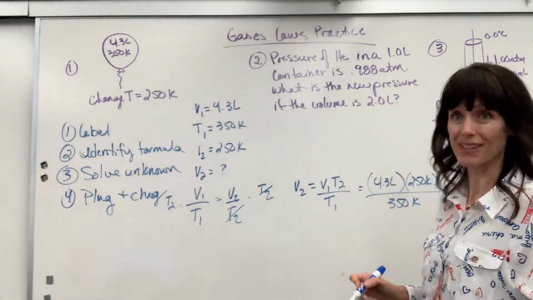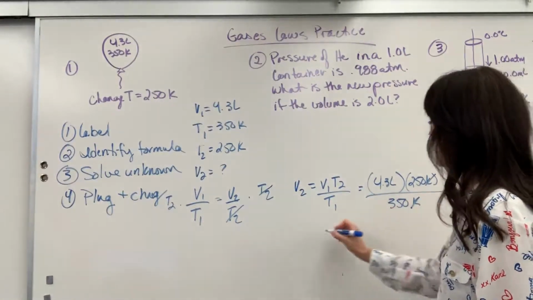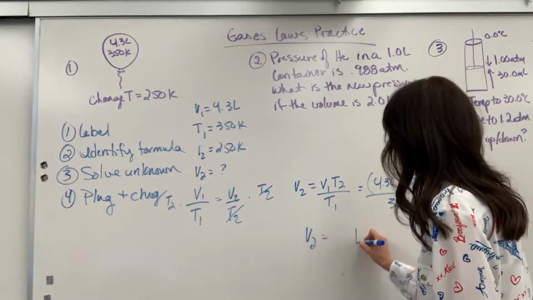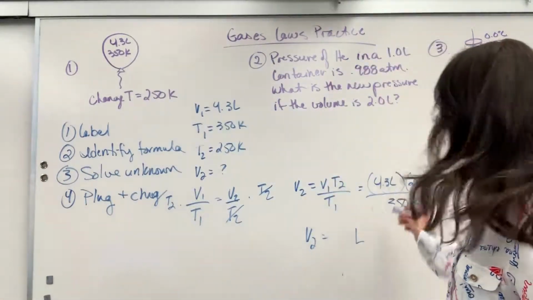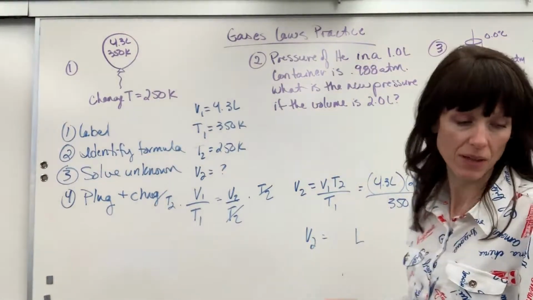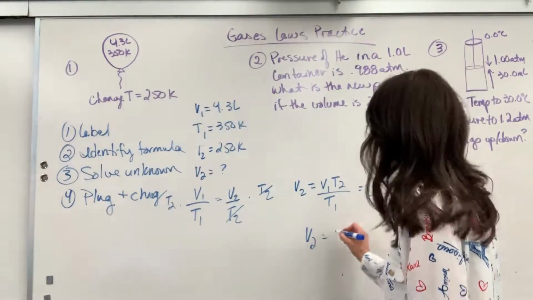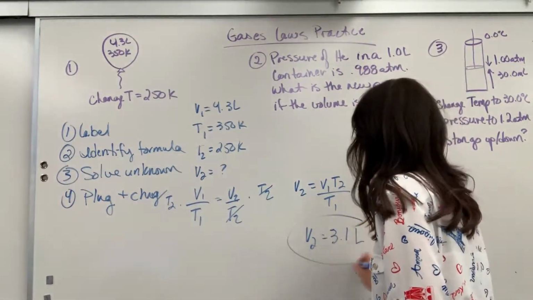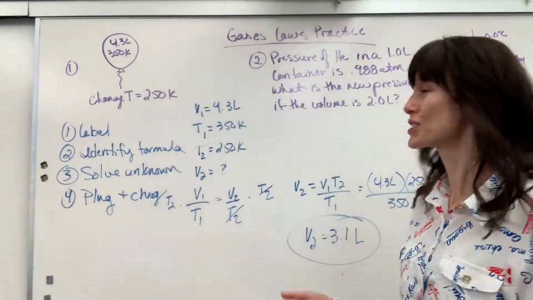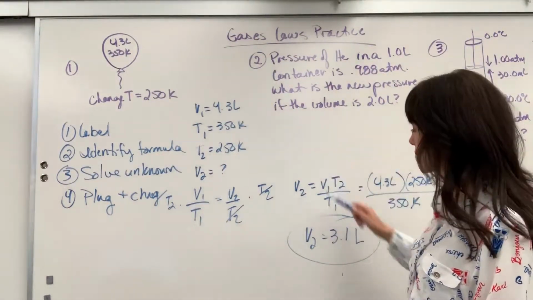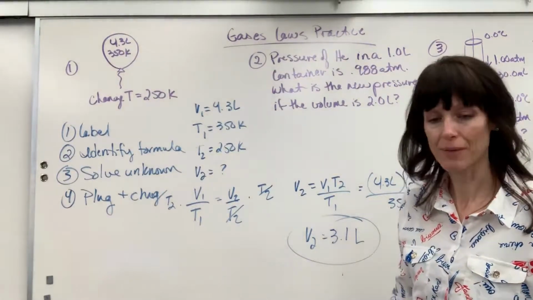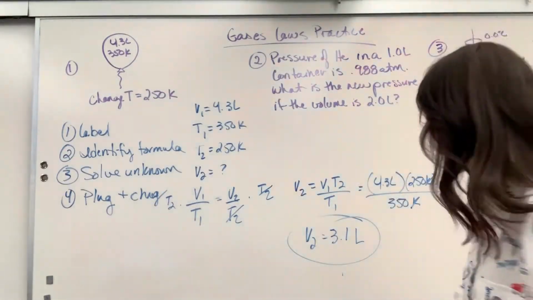Okay, let's look at the units. Kelvin will cancel and we will be left with liters, and that's exactly what we wanted. So plug this in, 4.3 times 250 divided by 350, and the answer is 3.1 liters. Now let's double check, was the prediction correct? Did the volume go down? Yep, it did. 4.3 down to 3.1. Okay, nice. So there's our first example.